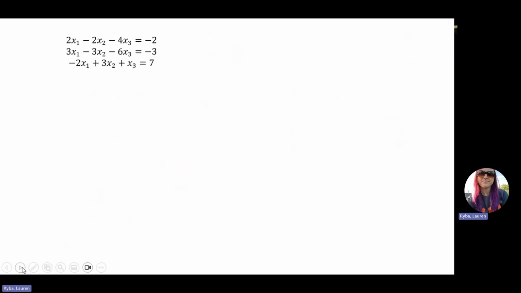Next one. 2x1 minus 2x2s minus 4x3s equals -2. 3x1 minus 3x2 minus 6x3 equals -3. -2x1 plus 3x2 plus x3 equals 7. They're hard to read.